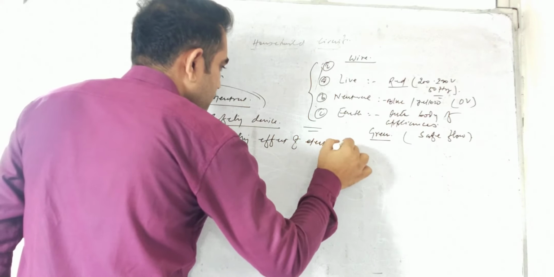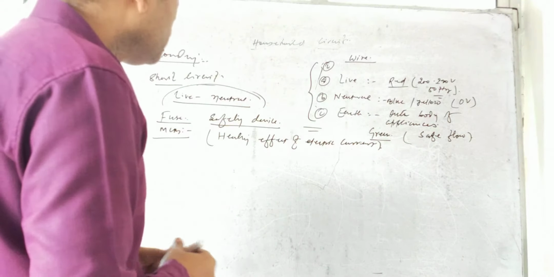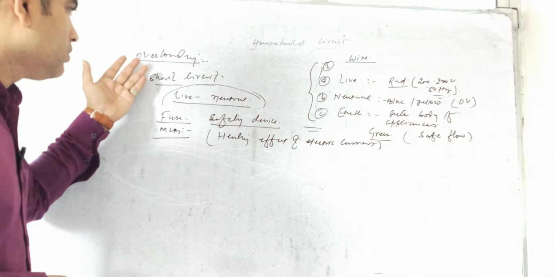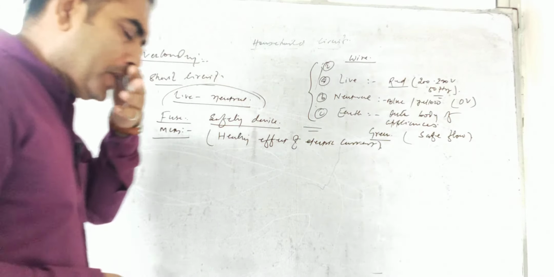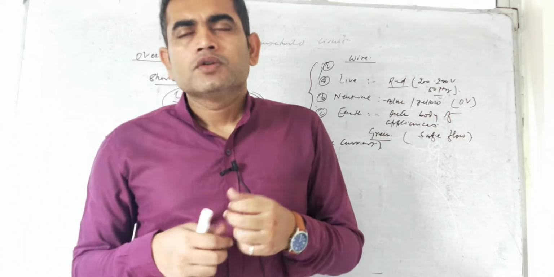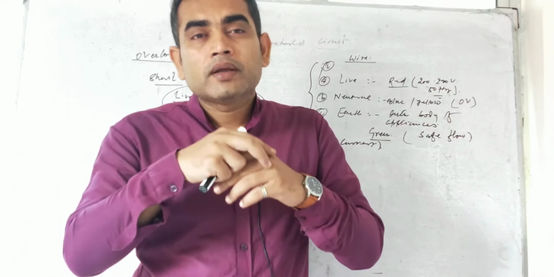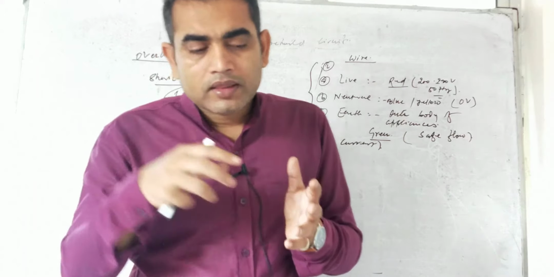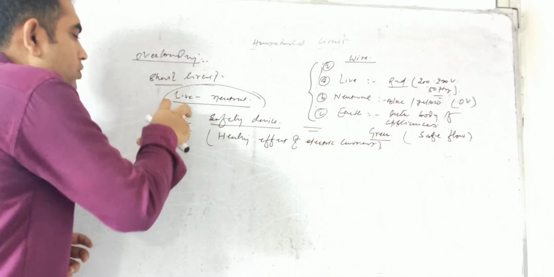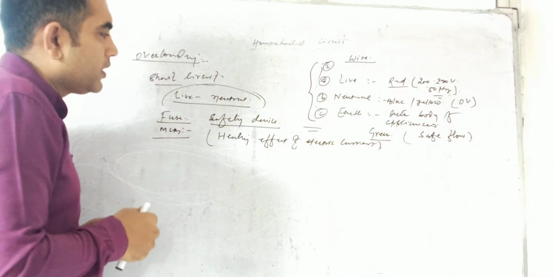Heating effect of electric current means, as we have discussed, that in a short circuit or in overloading, in both of these situations, whenever excess current passes through a circuit, more and more heat is generated in the circuit and that leads to fire. So the same thing happens here. The fuse and the MCB both work on the heating effect of electric current.